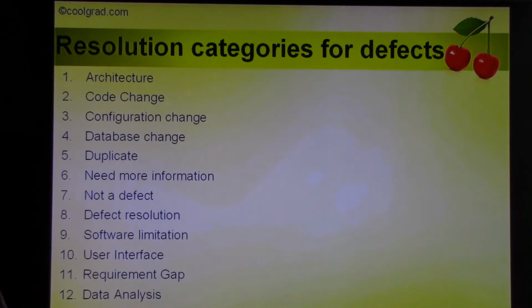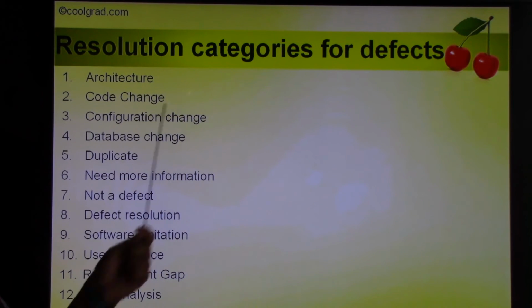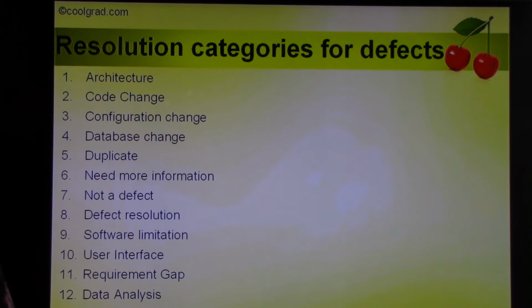Resolution categories for defects. A bug might be resolved in a variety of ways, and it's usually good to have a drop-down in your software system. You can custom add a drop-down. So the developer who fixes the bug records how he fixed the bug. Maybe it was an architectural change, so by changing a whole underlying architecture, that's how they fixed the bug. Or maybe it was a simple code change. By changing something in the code, they fixed it. Or maybe it was a configuration change. Maybe by changing something in the page layout, they fixed the bug. Database change. Maybe by altering a SQL query or settings of the database, they could fix it.